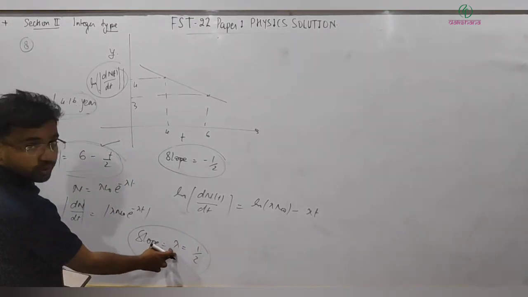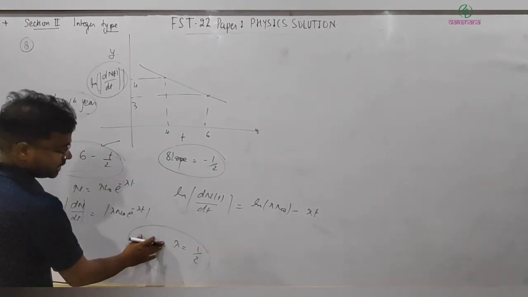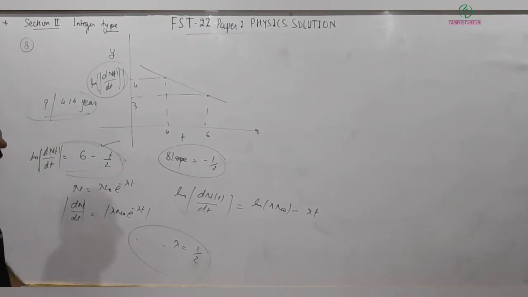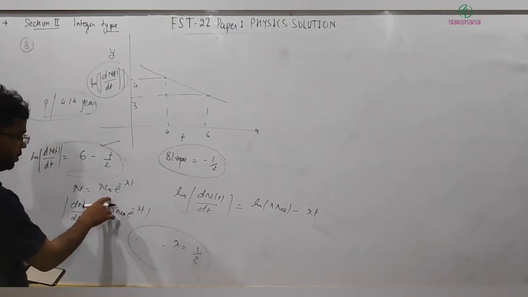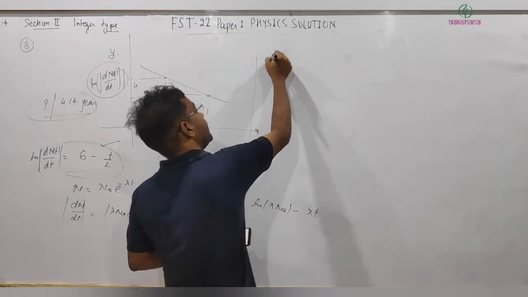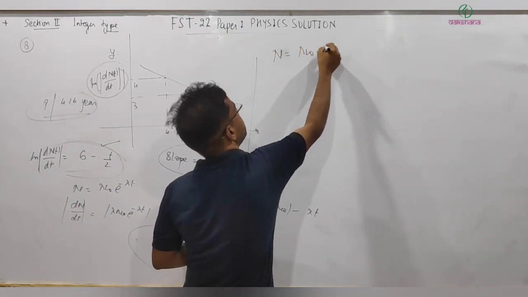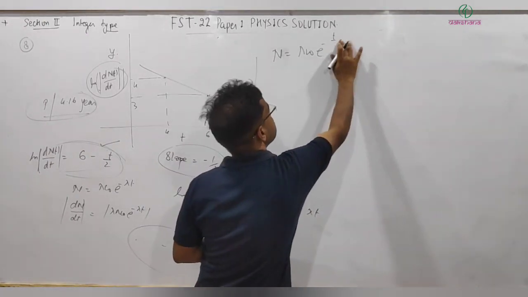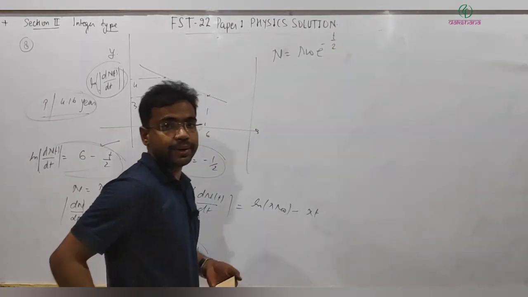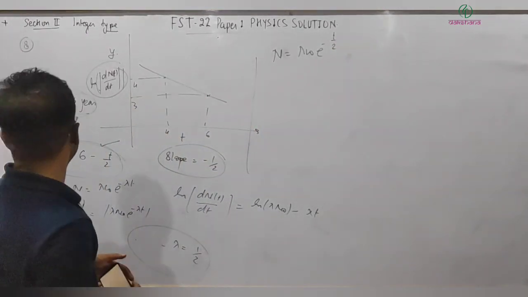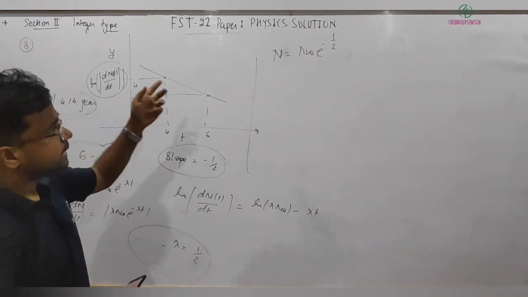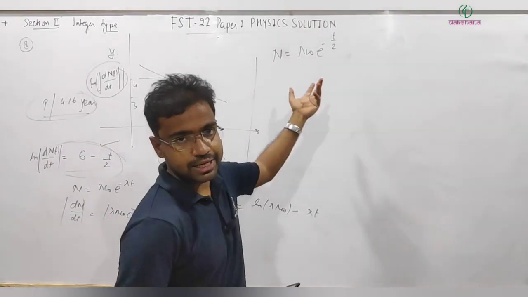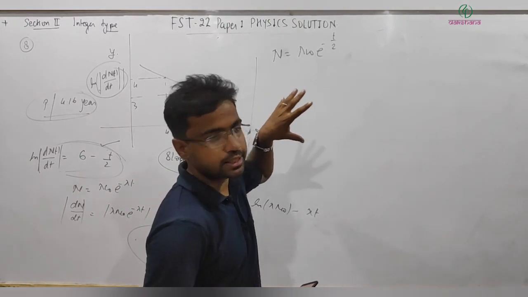Basically lambda equals 1/2 and the slope is coming out to be -1/2. So that implies lambda is 1/2. Then n equals n naught e raised to minus t by 2, because lambda is 1/2. Now it is asking, in this interval of time, this becomes some fraction.